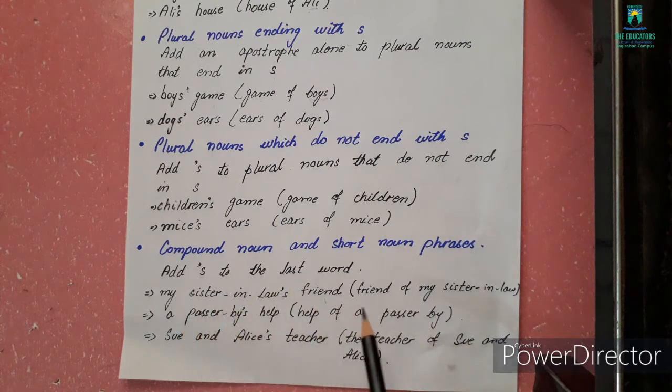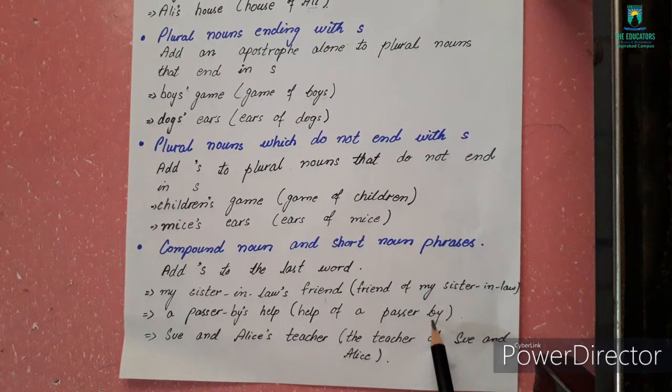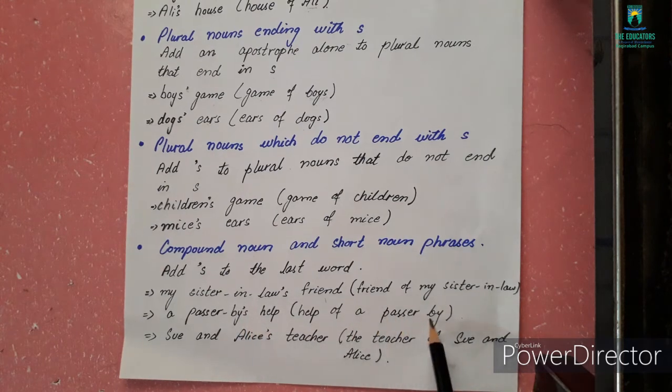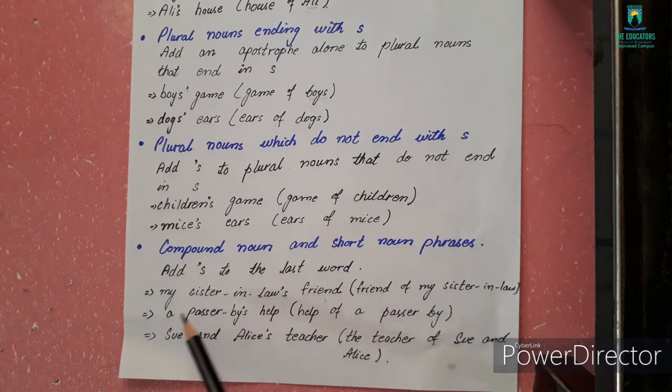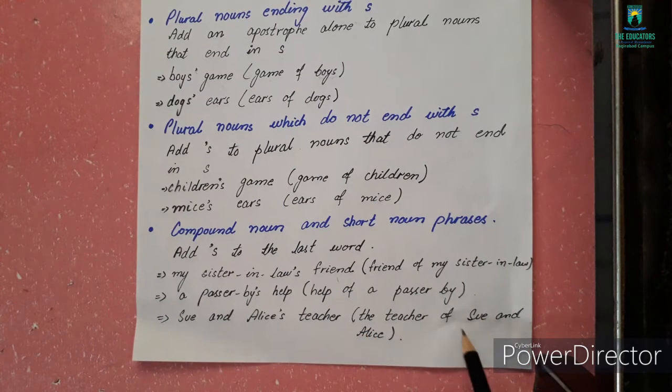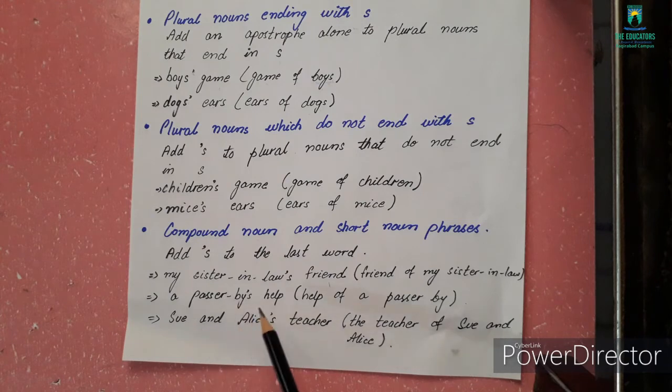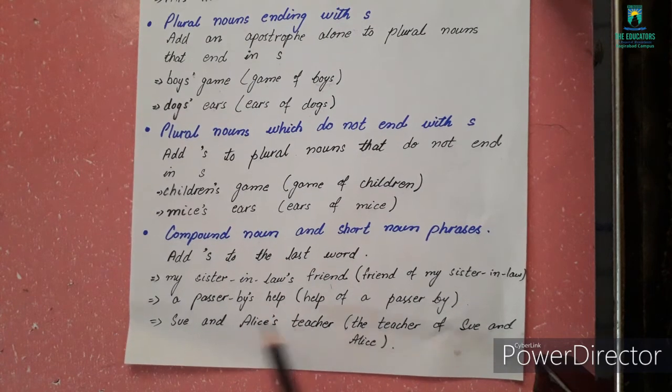The second example is help of a passerby. Passerby is also a compound noun, so where will I add apostrophe s? I will add apostrophe s with the last word: a passerby's help. The teacher of Sue and Alice. You will write apostrophe s with the last word: Sue and Alice's teacher.